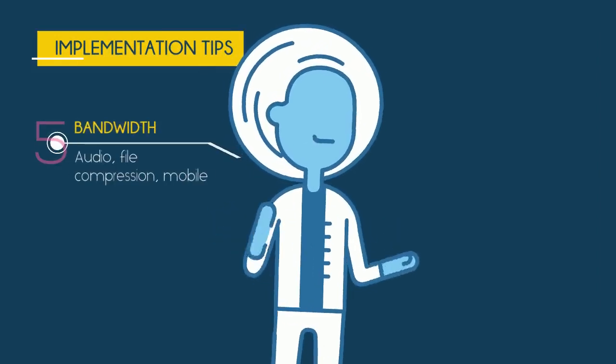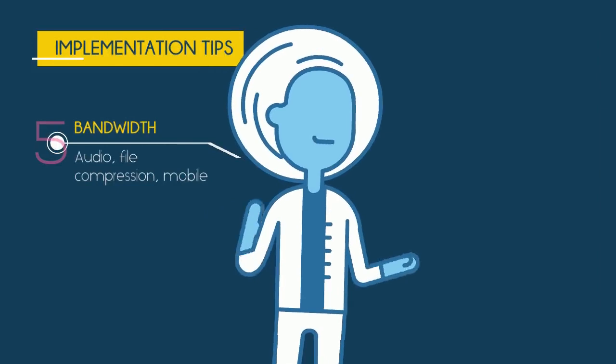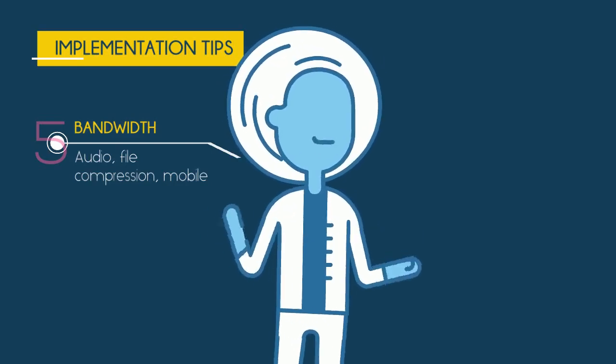Bandwidth. When it comes to bandwidth, consider if you need to make lower bandwidth options available. There are ways of doing that, by using audio, by compressing files, by making learning mobile friendly, and more.